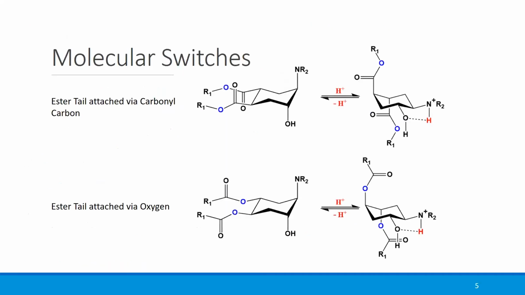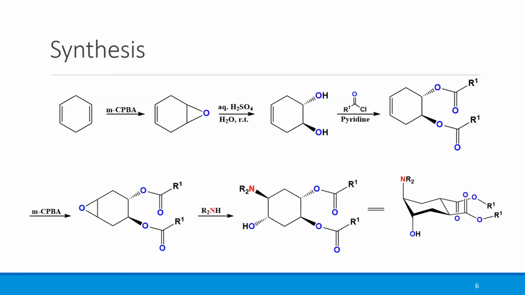So using these previously successful amino groups, we are altering the trans-2-aminocyclohexanol structure. Instead of attaching the ester tails at that carbonyl carbon shown at the top, we are going to attach them at the oxygen, so the ester tails are on the bottom. We're trying to test how this difference is going to change the equilibrium in this reaction and the interactions of the cycle. This is a general outline of how we synthesized our new molecular switches this summer.